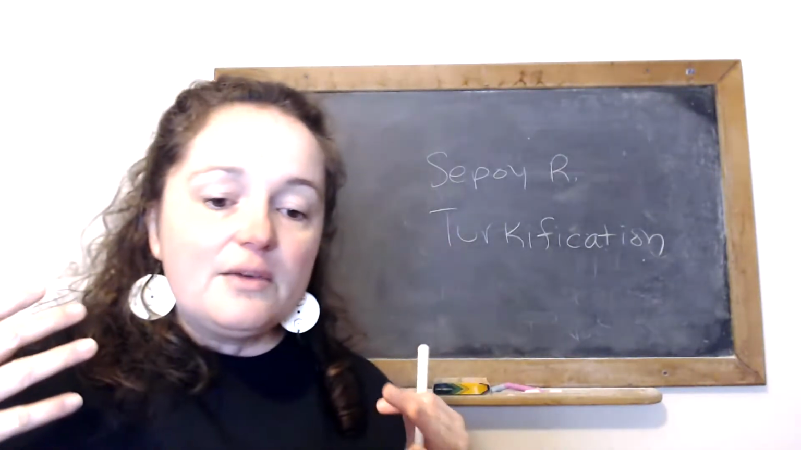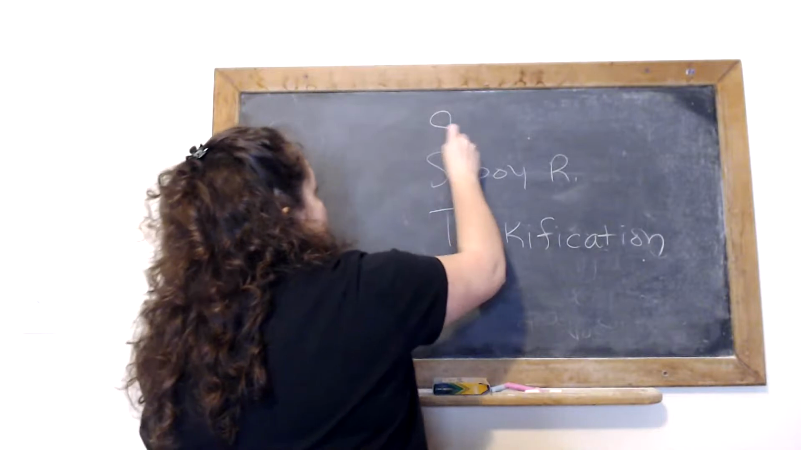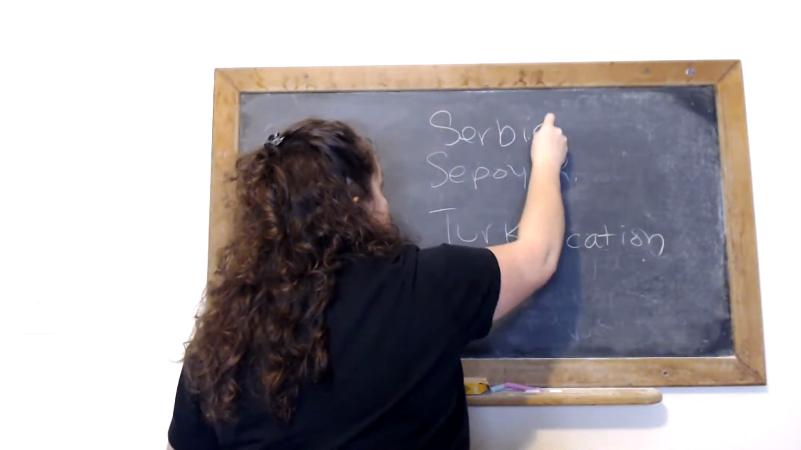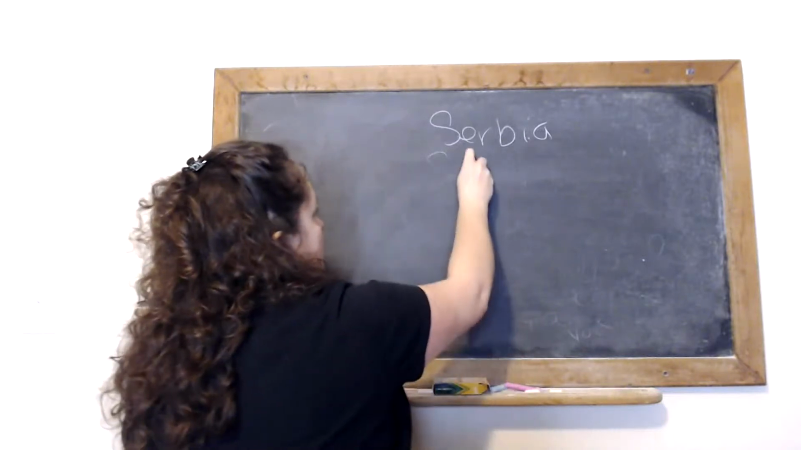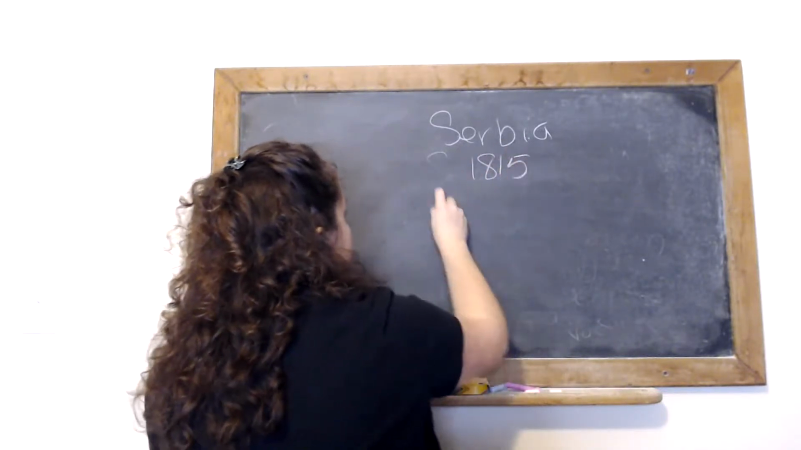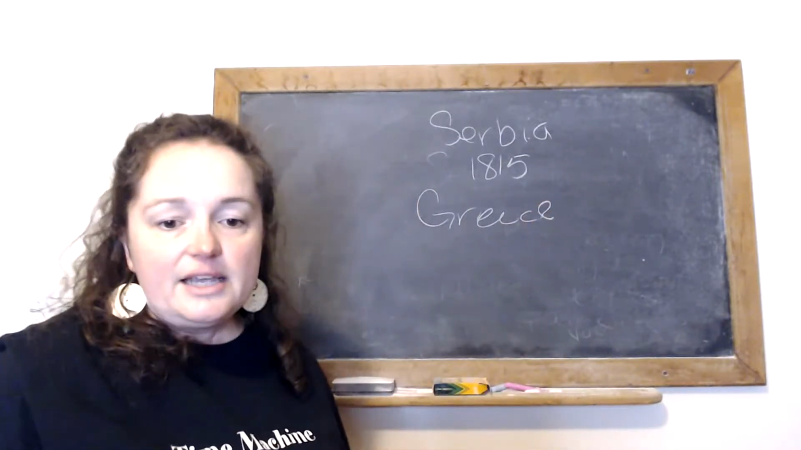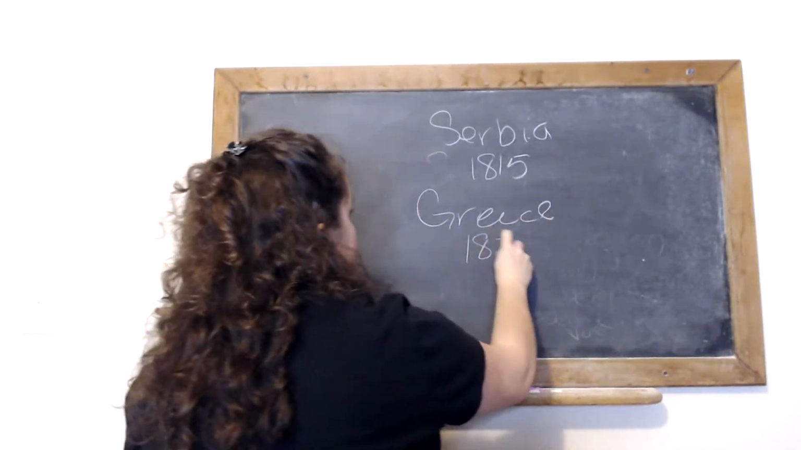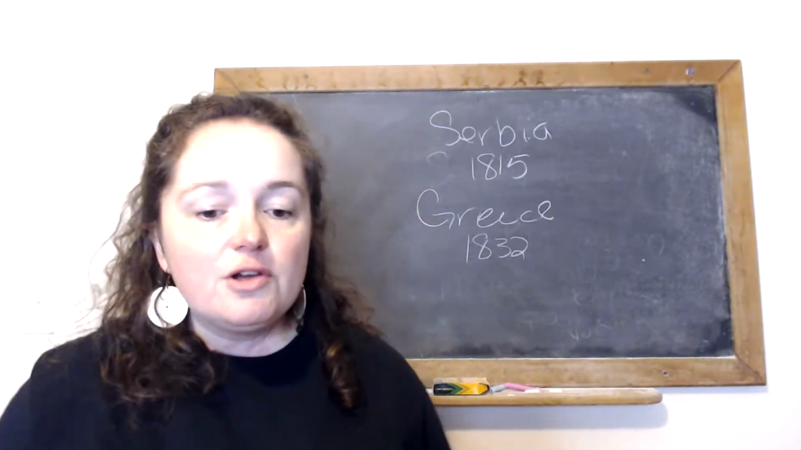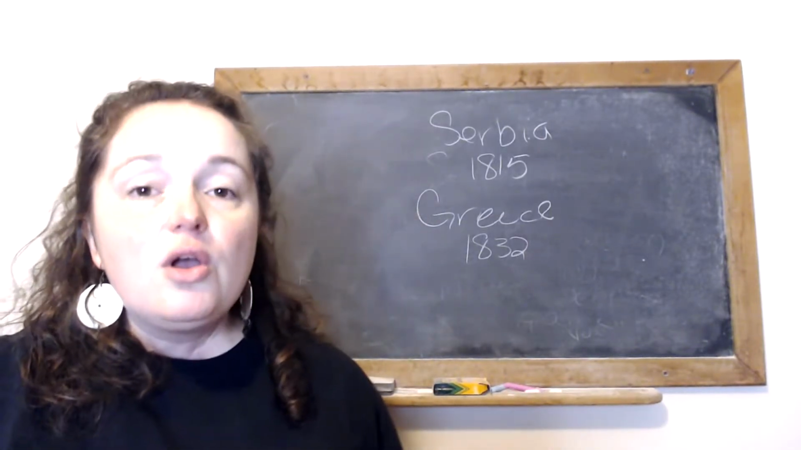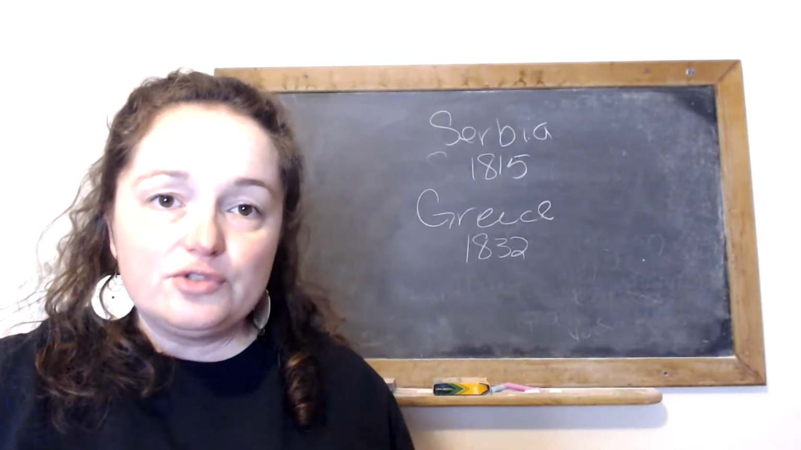So what results is that Serbia is established. Here's how you spell Serbia. In 1815, they will get their freedom. Greece gets their freedom as well. Let me check the date on that, 1832. Bulgaria, Romania, and Montenegro will be freed in 1878 after the Russo-Turkish War.